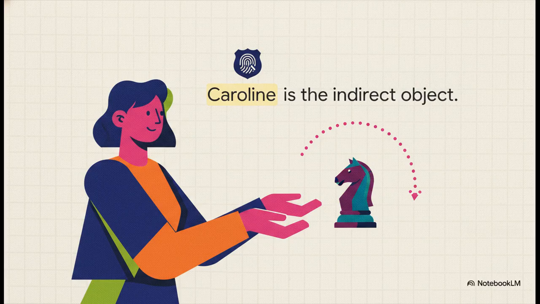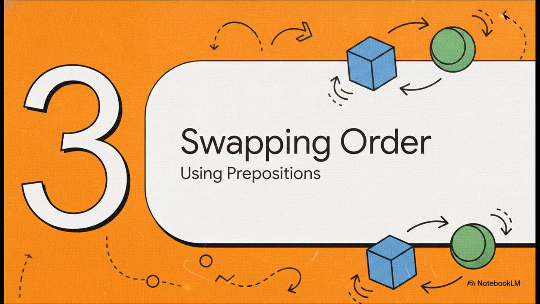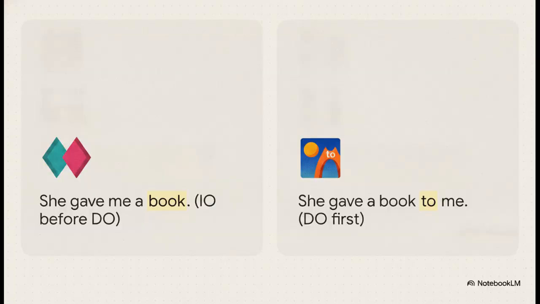Do you see how they work so perfectly together? Caroline gets the chess set, and the chess set gets given. All right, part 3, swapping order with prepositions. This is where it gets fun. Now, what's incredibly interesting here is that when you put the direct object first, you actually have to bring in a preposition to act as an accomplice.